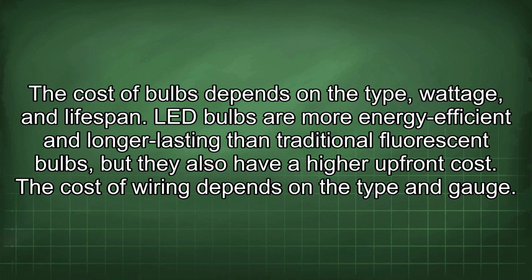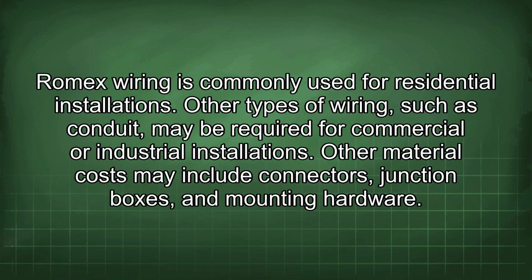LED bulbs are more energy efficient and longer lasting than traditional fluorescent bulbs, but they also have a higher upfront cost. The cost of wiring depends on the type and gauge. Romex wiring is commonly used for residential installations. Other types of wiring, such as conduit, may be required for commercial or industrial installations. Other material costs may include connectors, junction boxes, and mounting hardware.